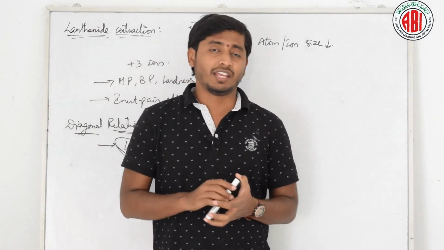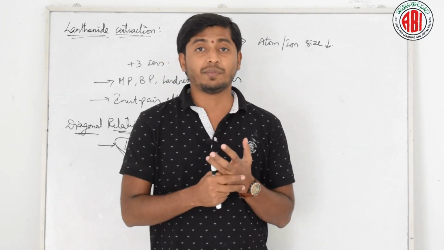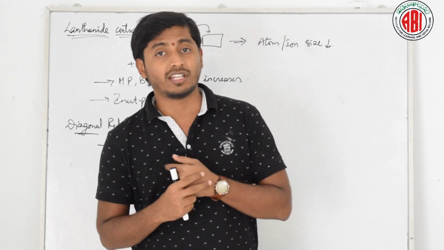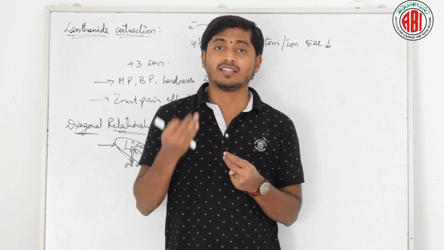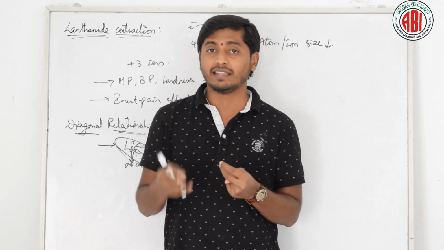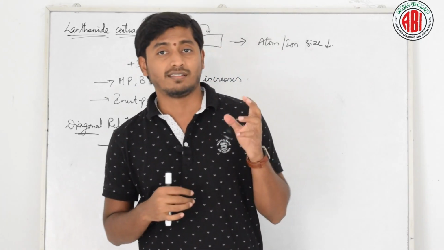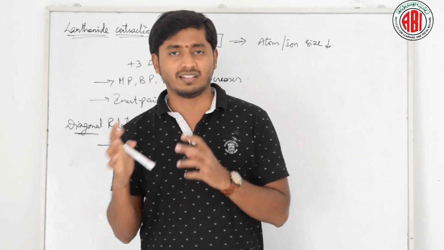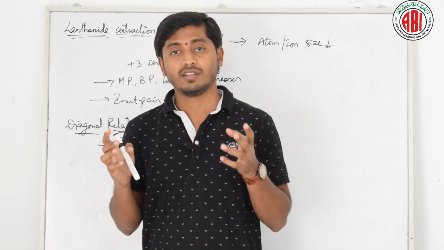If I want to conclude everything, what did we discuss from the starting? We started with the basic need of classification. Then we discussed the different periodic tables, starting from Dobereiner, Newland's law of octaves, then Mendeleev's periodic table, then Moseley's periodic table. We also discussed Moseley's long form of the periodic table, its specific features, its advantages and disadvantages.